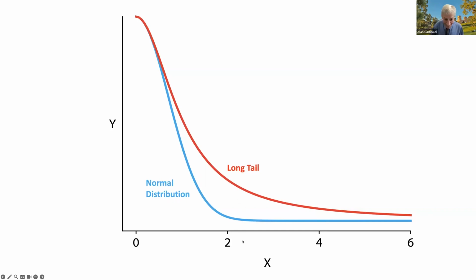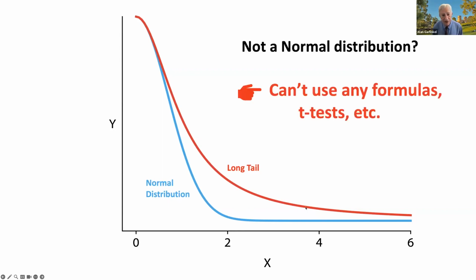But in a long tail, the number of large deviations is much, much higher, and you can't use formulas and t-tests. So if you estimate the likelihood of a catastrophic event is given by this, and the actual likelihood of a catastrophic event is given by this, you're going to make a very bad bet. And that's what everybody did.